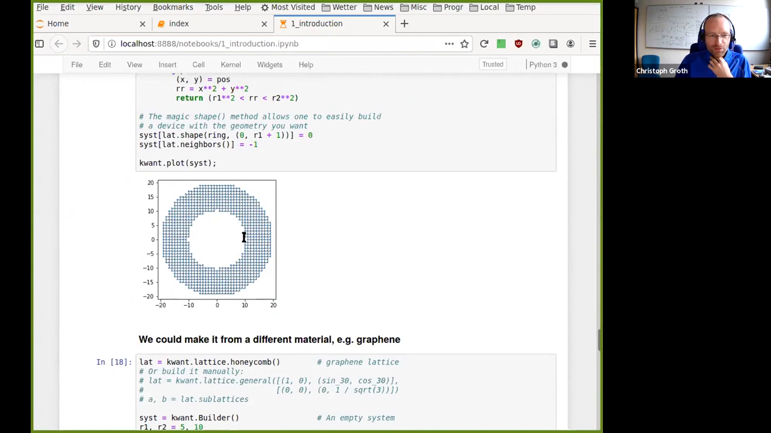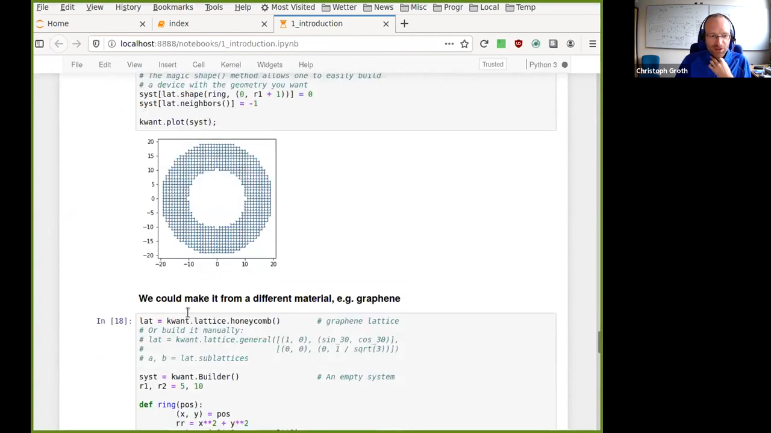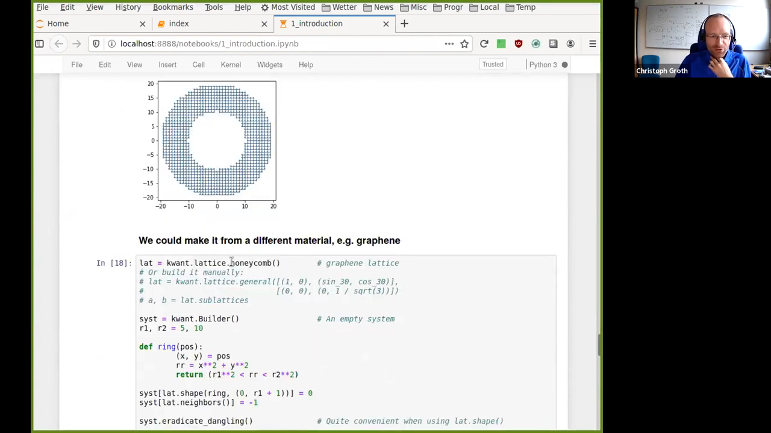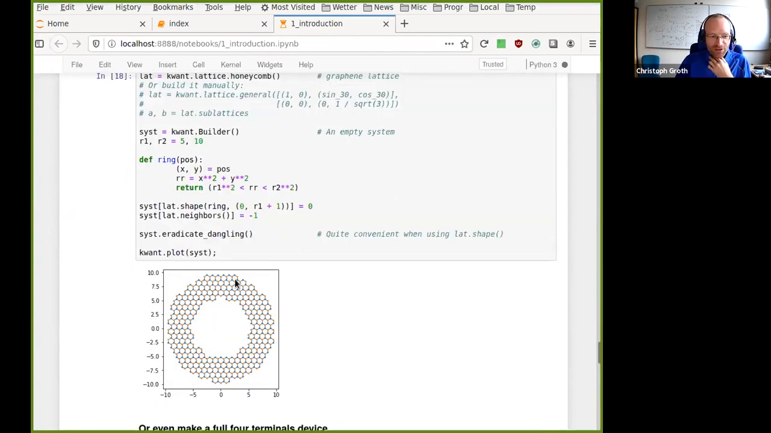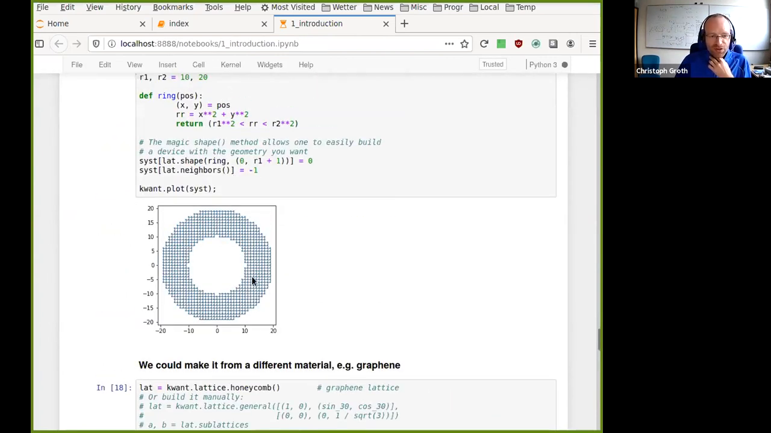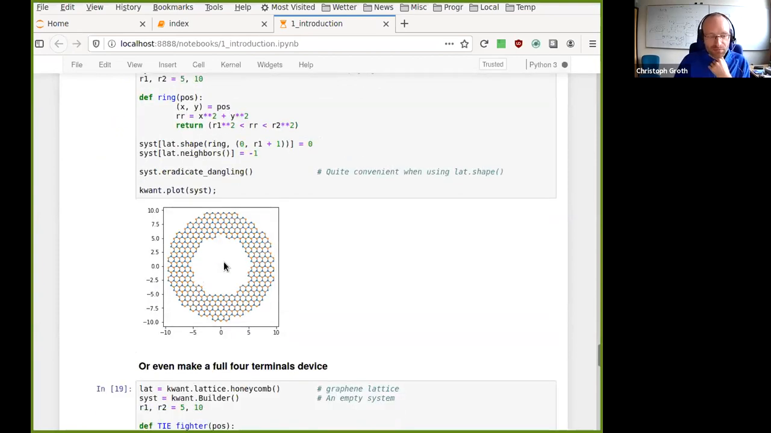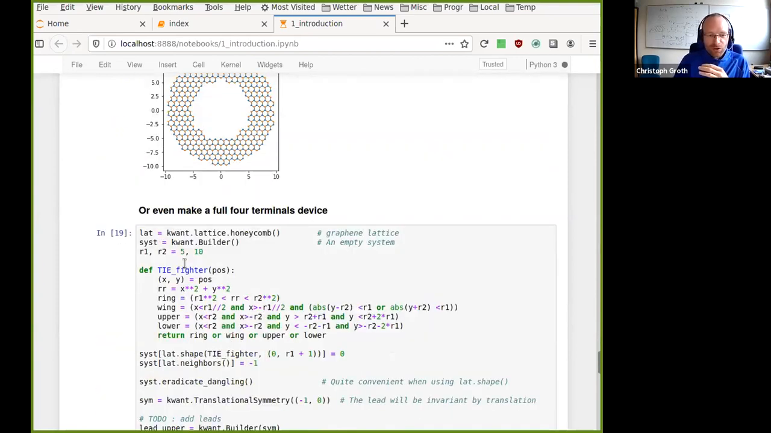And well, I'm not going to explain this in detail, but here again, we have defined the square lattice, and we can change the lattice to something different, for example, to a honeycomb lattice. And without changing anything else, we get a ring made from graphene. By the way, these things like honeycomb and square are not burned-in things. The lattice module can represent any Bravais lattice. You could define some 4-dimensional Bravais lattice if you find this useful. These are just shortcuts. But if you want, you can call lattice general to generate a general lattice.